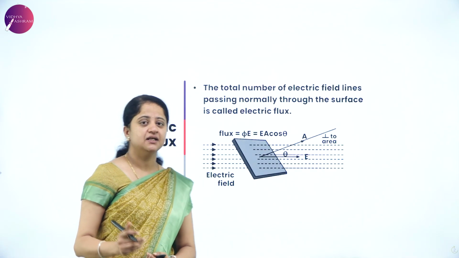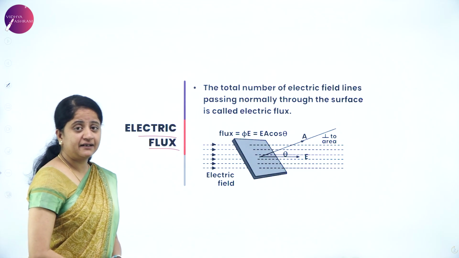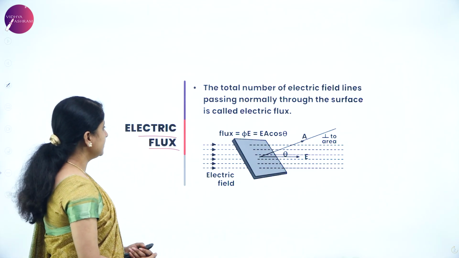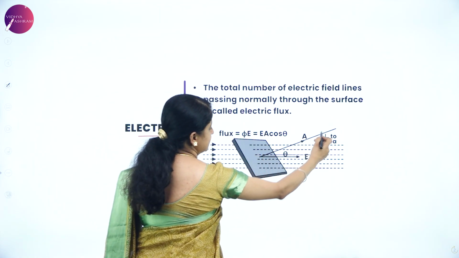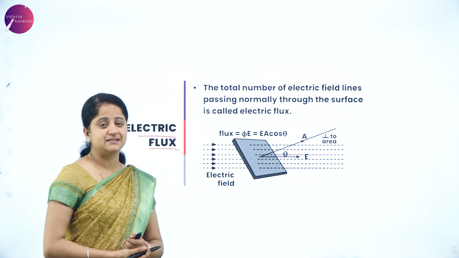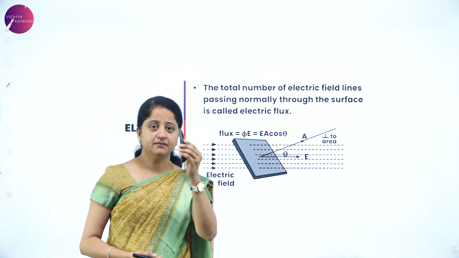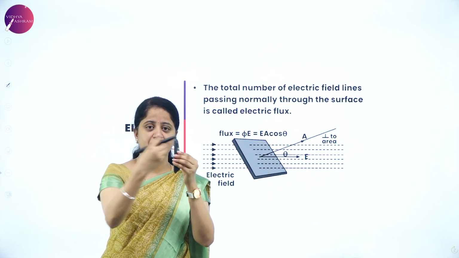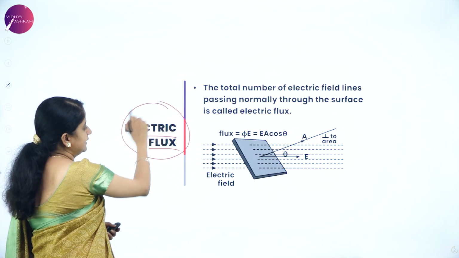In today's session, let us start with electric flux. What is the meaning of electric flux? How is it different from electric dipole? Electric flux is nothing but the total number of electric field lines. Total number of electric field lines passing normally through the surface is called electric flux. Suppose this is a surface, the total number of electric field lines passing normally through this surface is termed electric flux.